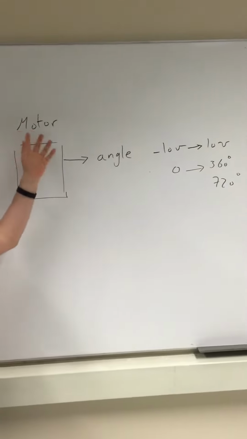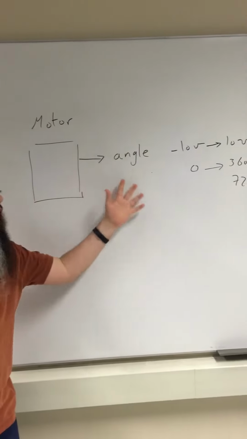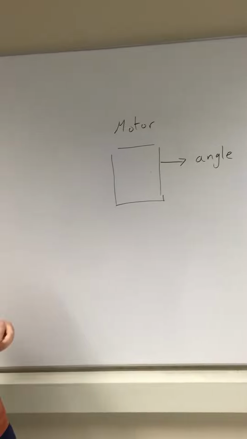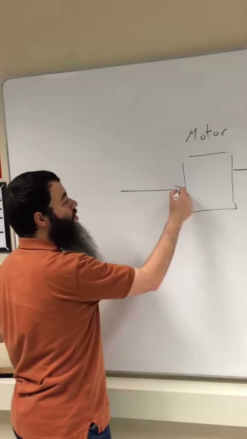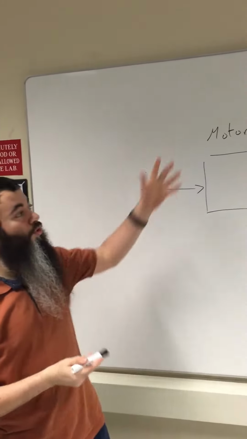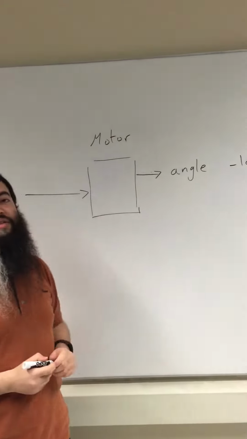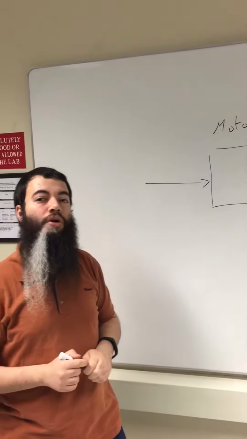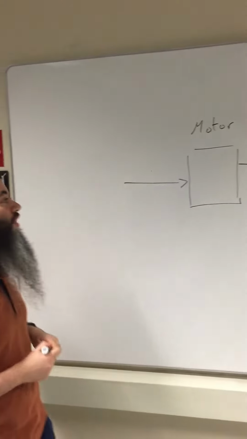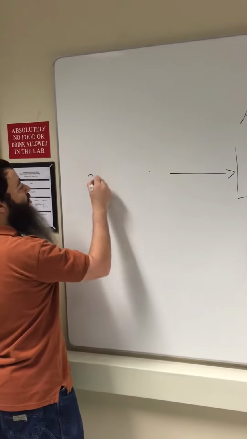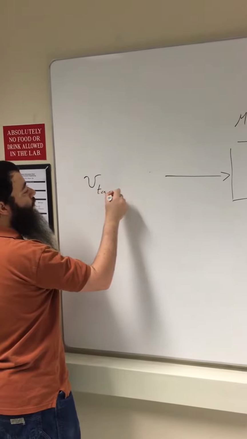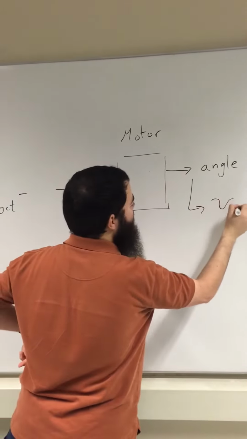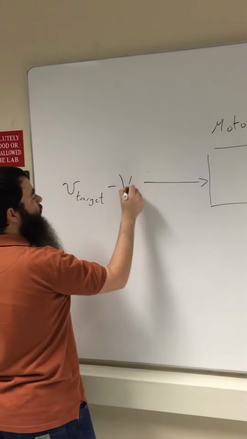Now if I want this motor to get to a specific angle or a specific volt, what should I do? I should give this motor an input signal so that it reaches the required angle. One of the very simplest ways of control is to make an input like this: V target minus V out.